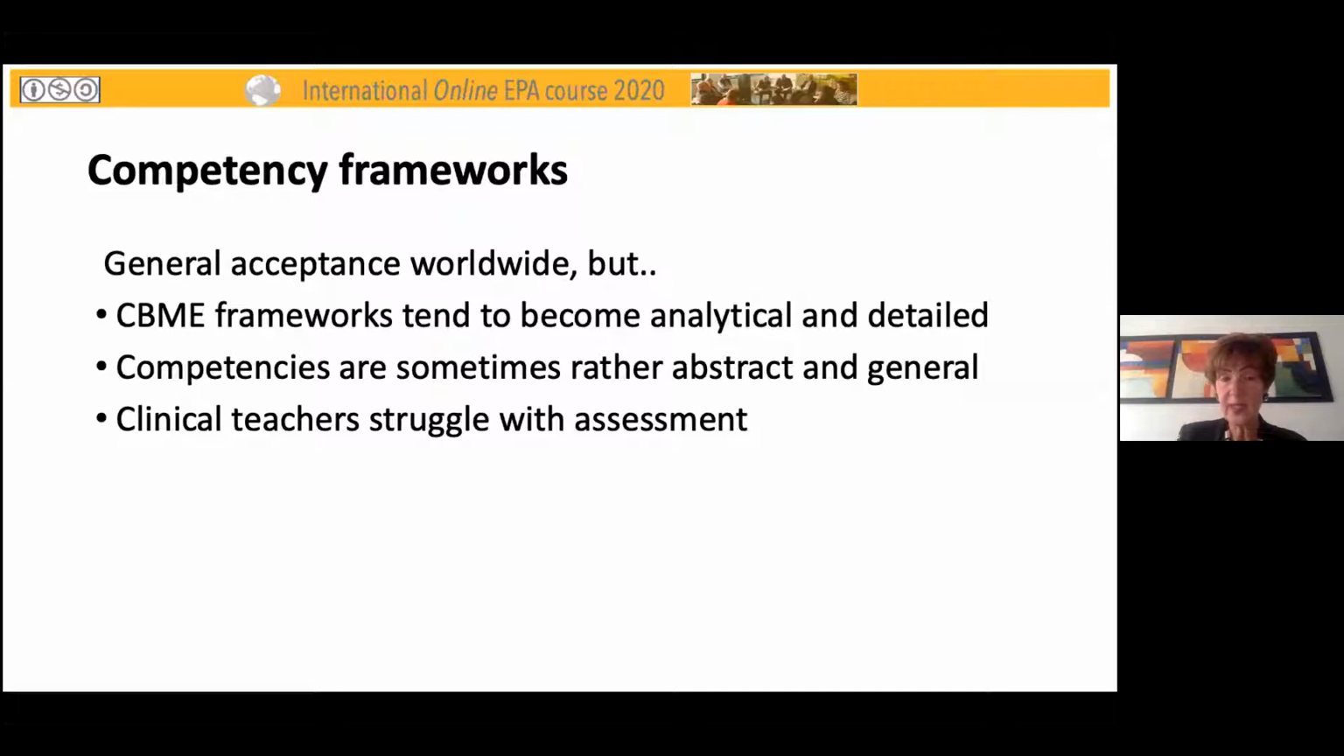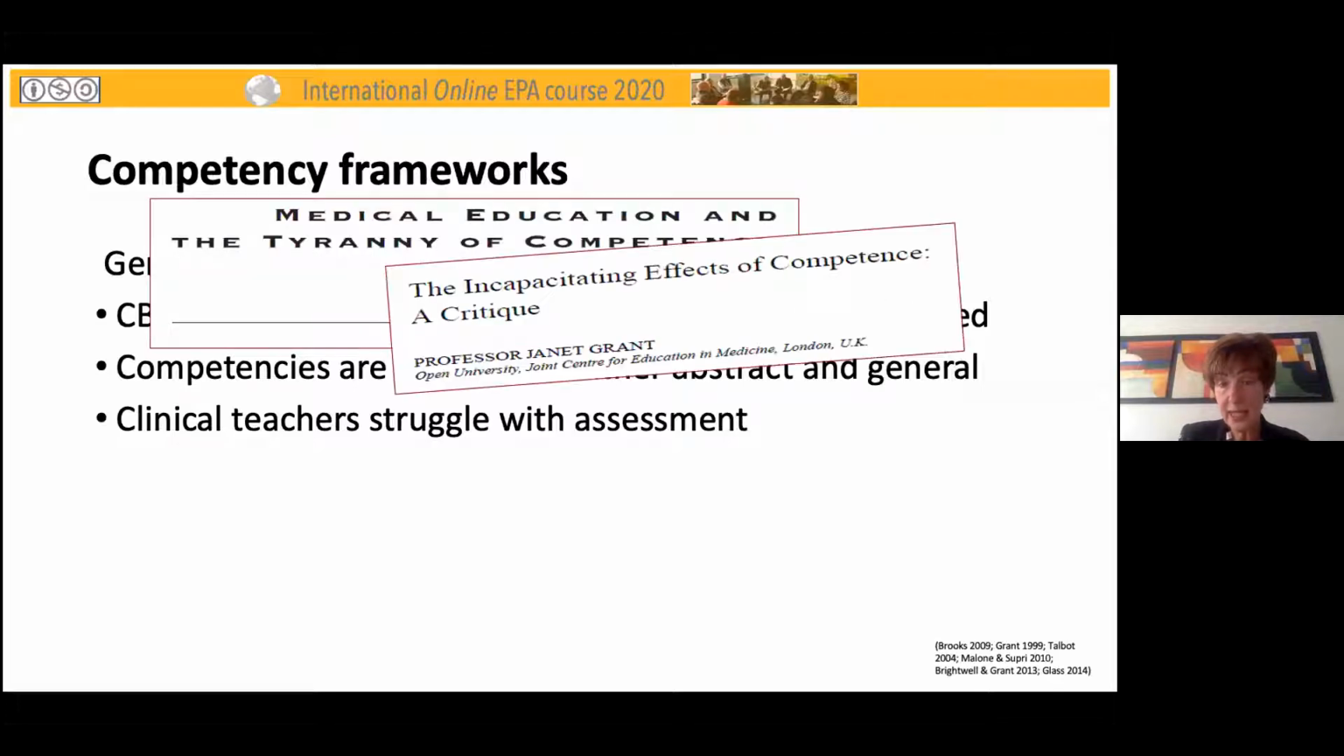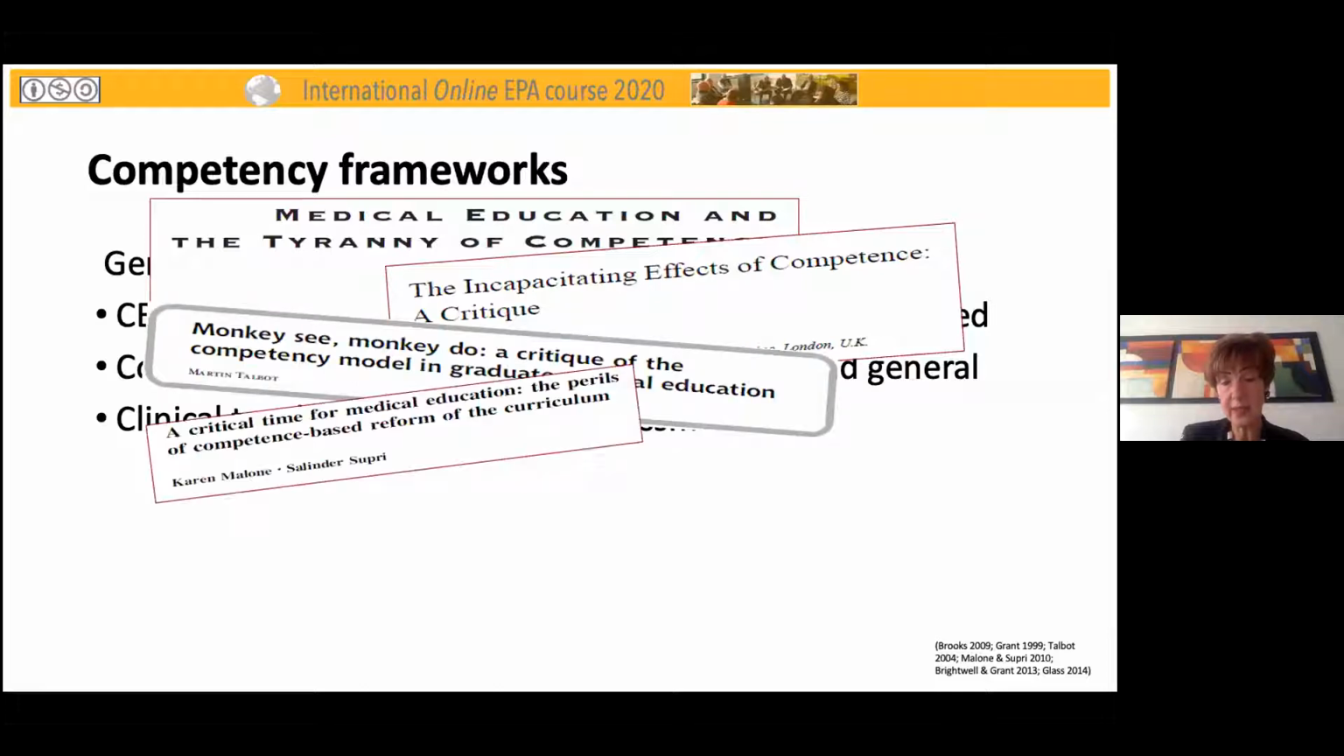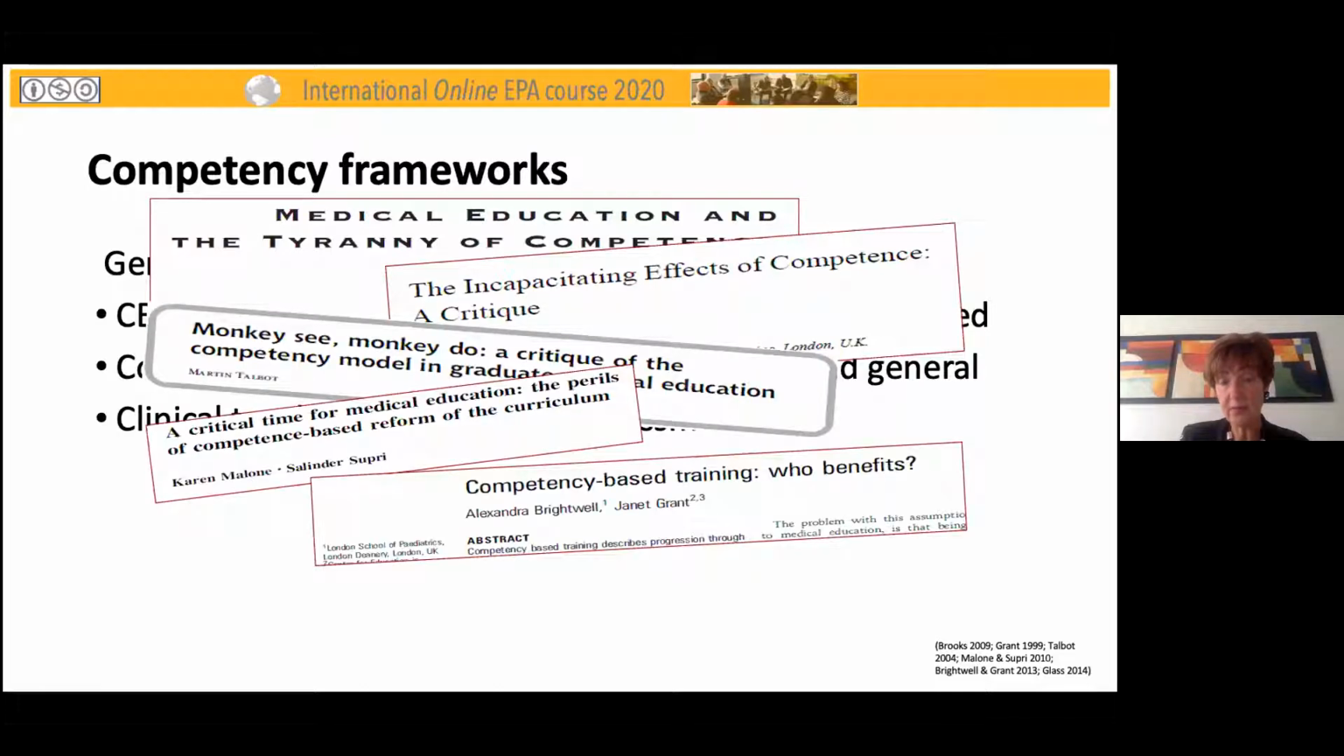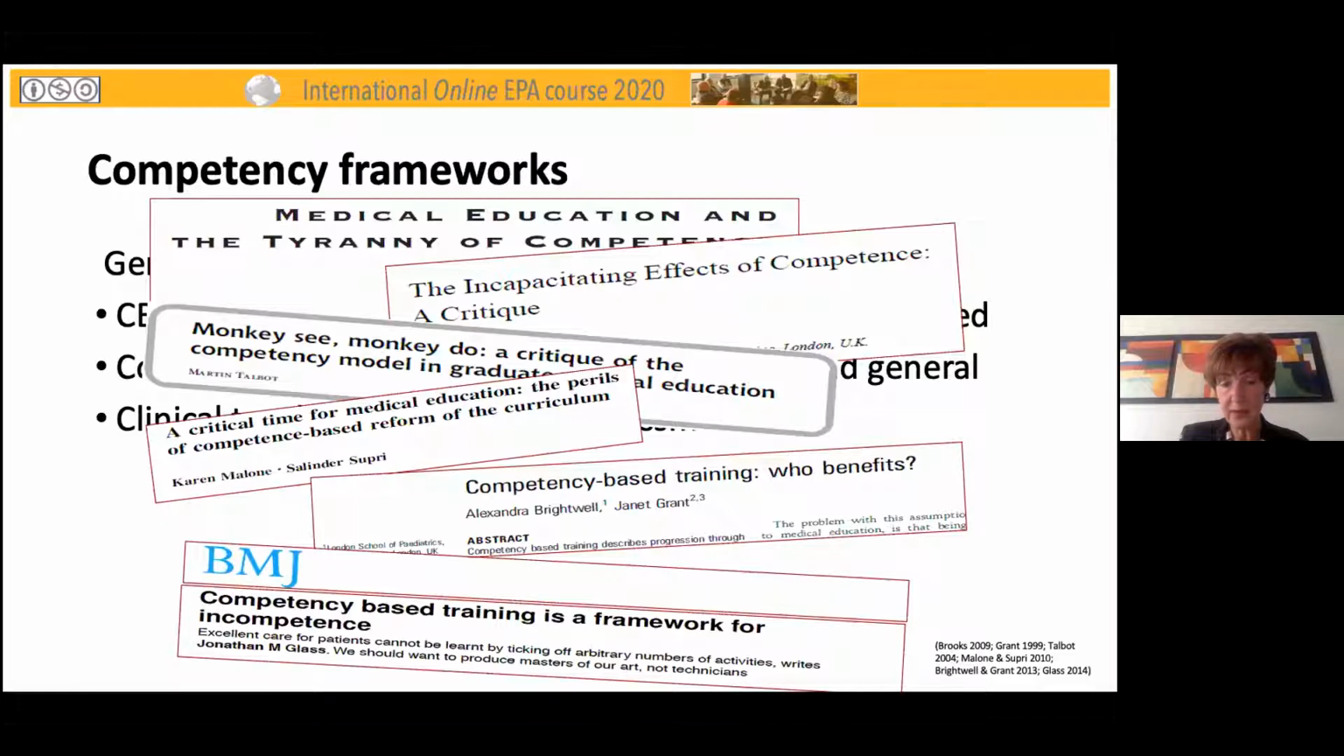A lot of competencies got rather abstract and general, and the clinical teachers, with the amazing amount of competencies, struggled with the assessment. So there are a lot of publications that doubt the accessibility of the competencies in clinical practice. So these are all articles. Then there are many more.